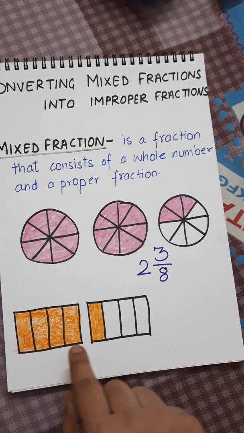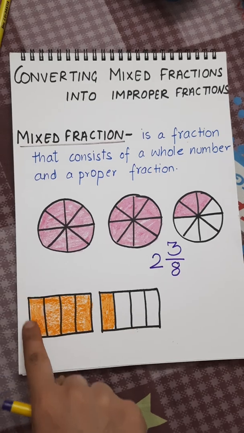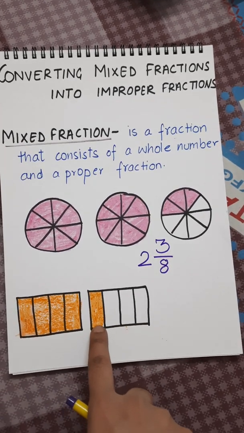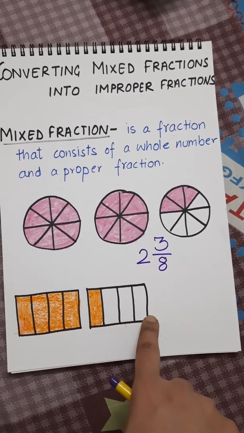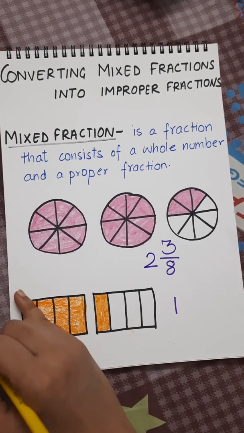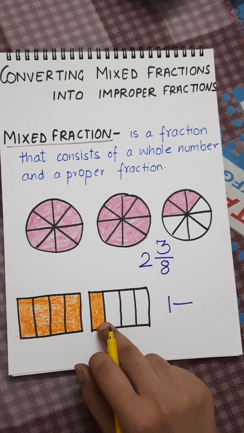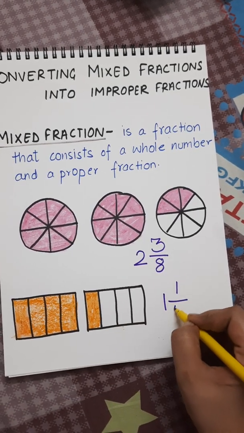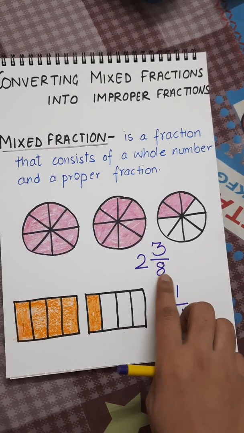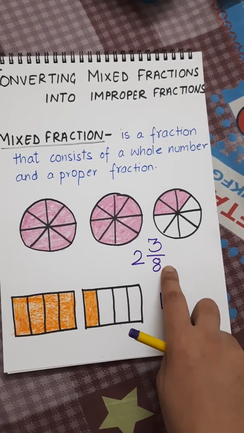Coming to another example. Here I have selected one whole part, and for another I have selected only one part out of 4 parts. So my whole number will be 1 since I have selected one whole rectangle, and the fraction for this selection is 1 by 4. So a mixed fraction consists of a whole number and a proper fraction. Alright.